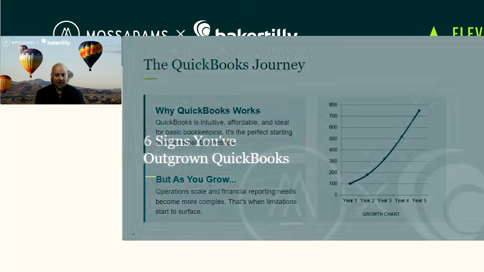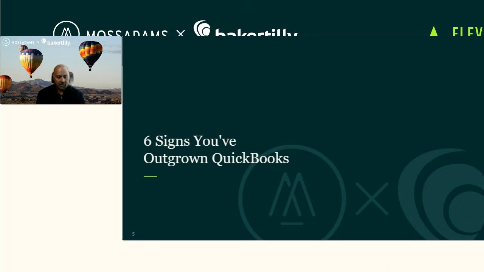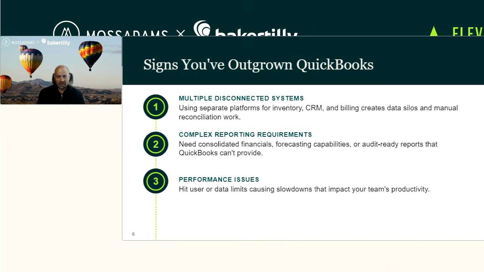So let's talk about some of the key areas in which you can start to notice when you've outgrown QuickBooks and it's time to move on to a platform such as NetSuite. One of the first things we're going to look at is multiple disconnected systems. This is probably one of the most common things that we see, not just with QuickBooks, but other smaller systems that people might get started with. What we see is as their needs grow and their businesses scale, they start adding on, in a piecemeal fashion, other systems that do different things.